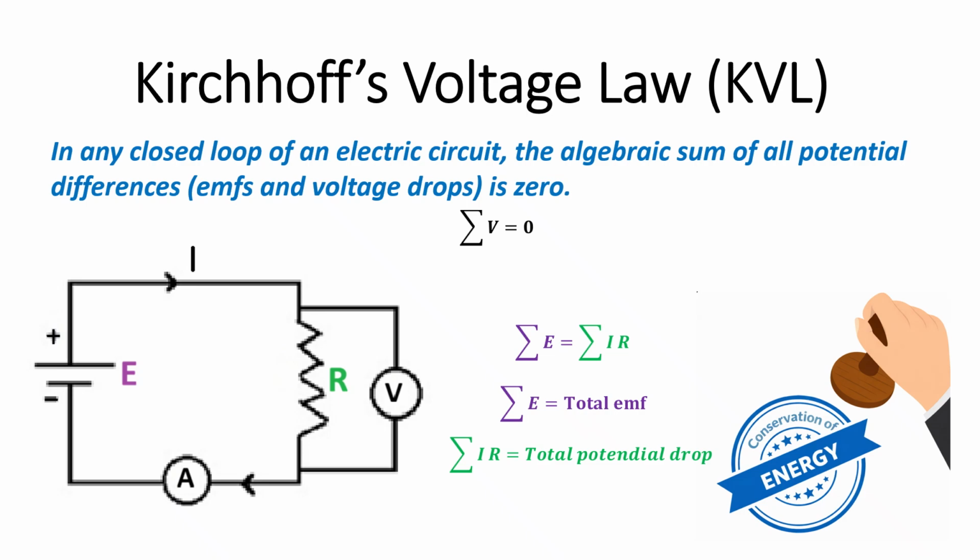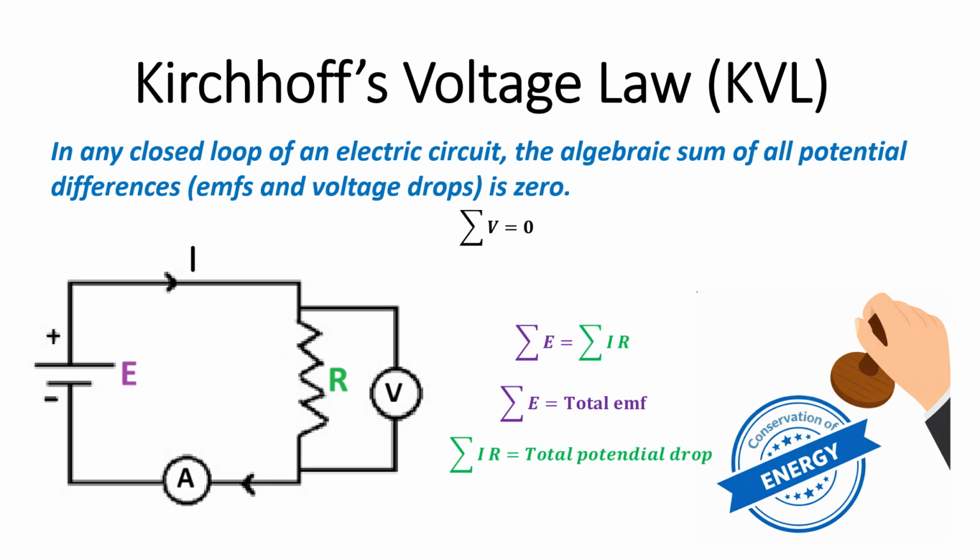Kirchhoff's voltage law, that is KVL, states that in any closed loop of an electric circuit, the algebraic sum of all potential differences, that is EMFs and voltage drops, is zero. It means the total EMF is equal to the total potential drop across the resistors. This is based on the conservation of energy, that is, energy cannot be created or destroyed.